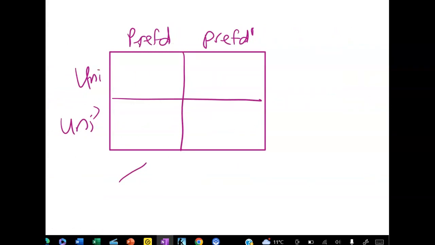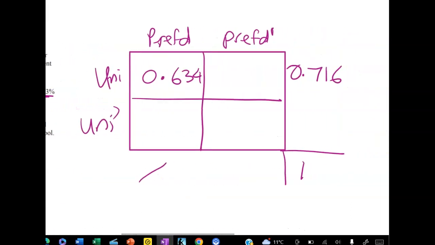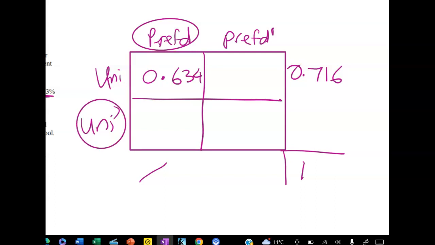So here's uni here. We've got 0.716 here. We know that this is a probability table, so it has to add up to 1. And here we're going to have 0.634. And that means that, let's look at the other number we've given. Okay, 25.3% of students were not intending on going to uni, but were intending on following their preferred career pathway. So that means that it's preferred career pathway and not uni has got 0.253.